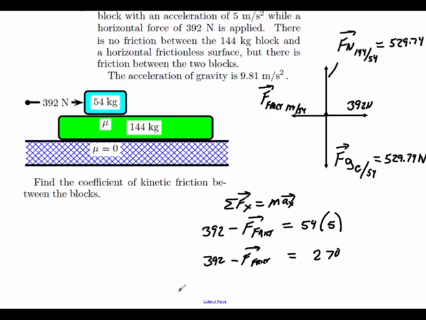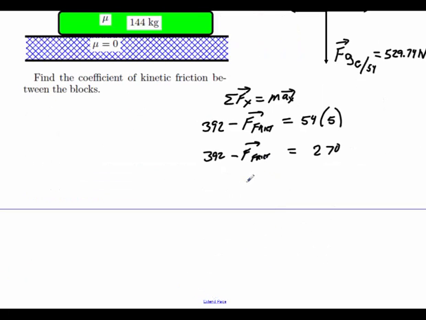Scroll down a little bit. We will solve, and the frictional force would equal 270 minus 392. But they're both negatives, so my frictional force would be 122 newtons.